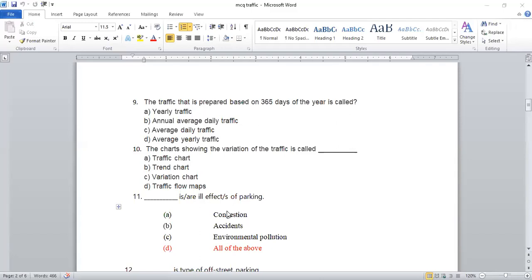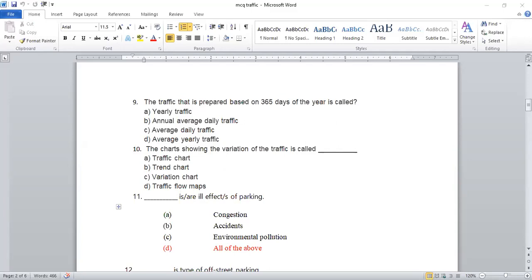Next one: the chart showing the variation of traffic is called as. First option is traffic chart. Second one is the train chart. Third one is the variation chart. And last one is the traffic flow maps. So which one is the correct answer? Pragati has given the correct answer. Option number C is Mayuri Satkar. Answer number C is the correct one.